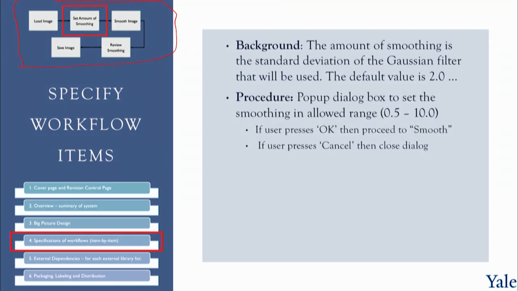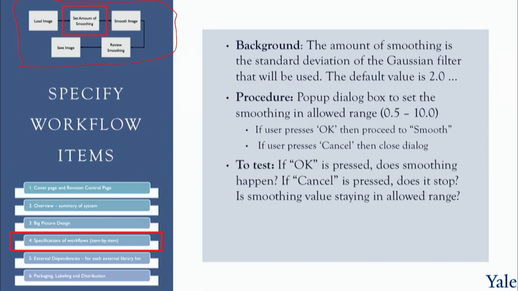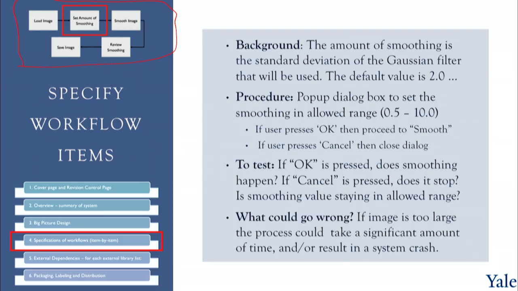Procedure: you pop up a dialog to select smoothing in the allowed range, 0.5 to 10. If the user presses OK, then we proceed to the next step in the workflow, smooth. If the user presses cancel, we close the dialog and go back to the start. To test: if OK is pressed, does smoothing happen? If cancel is pressed, does it stop? Does the smoothing value stay in the allowed range? And what could go wrong?